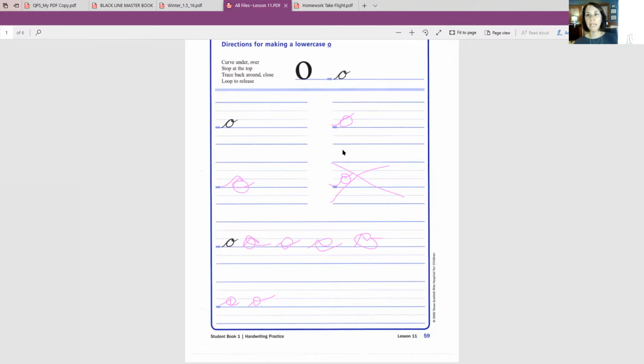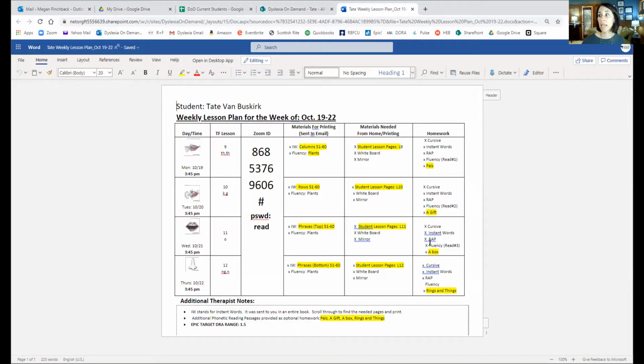The next thing listed is instant words. So let me show you what that looks like. I'm going to toggle many times to different shares really quickly. We're going to go back and look at the assignment for the day that was provided by that therapist. So cursive was just done. Now instant words. And if you look over at instant words here, the therapist has assigned columns 51 through 60.